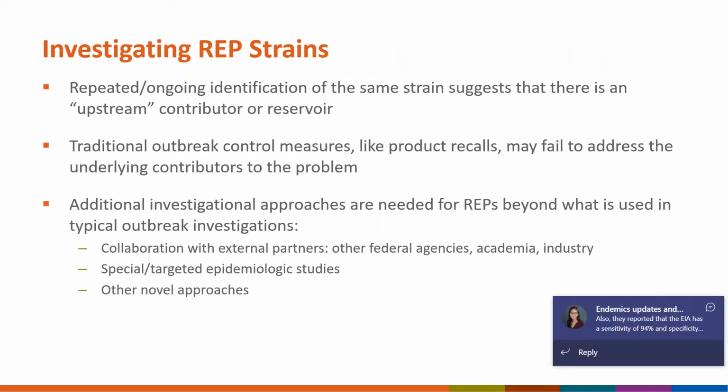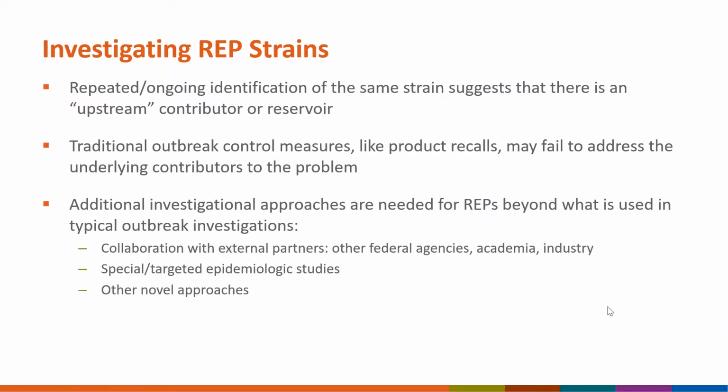And we continue to look at repeated ongoing identification of the same strain, suggesting that there's this upstream contributor or reservoir. And when I was talking about persisting strains, we see this continual low level of illnesses caused by these strains. We're obviously missing something in what's contributing to this illness. So we can really have an impact by understanding this better. Our traditional outbreak control measures such as product recalls may fail to address these underlying contributors. And so additional investigative approaches are needed for these strains beyond what we use in typical outbreak investigations.